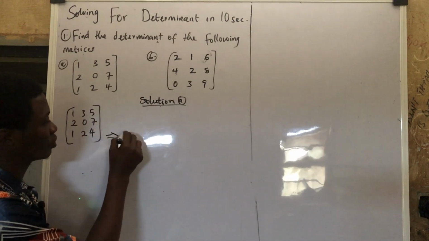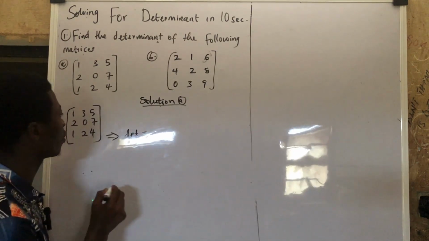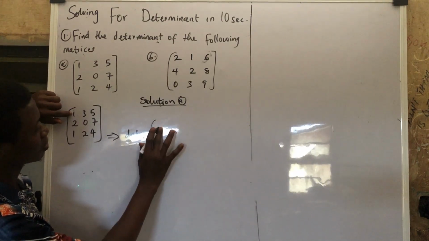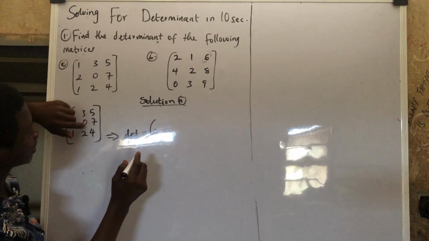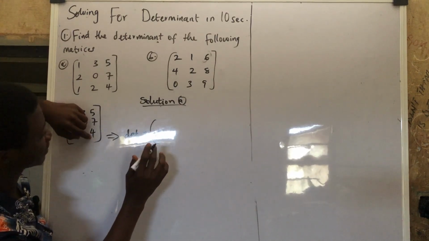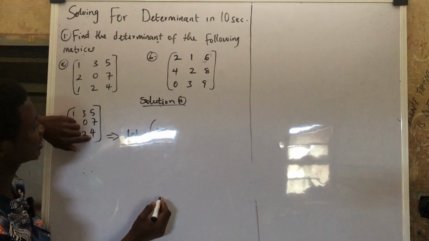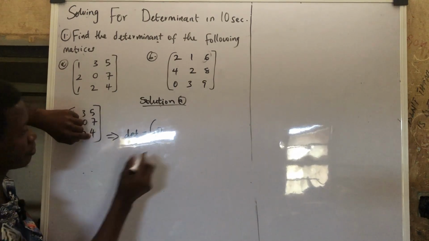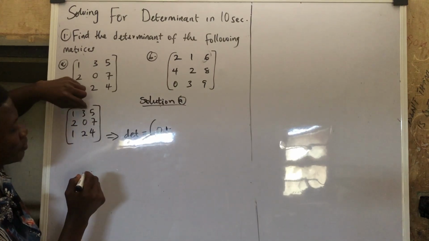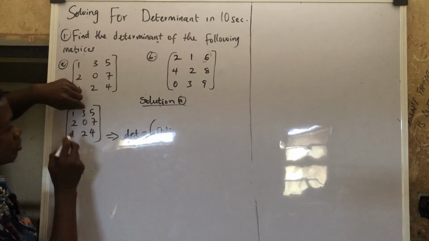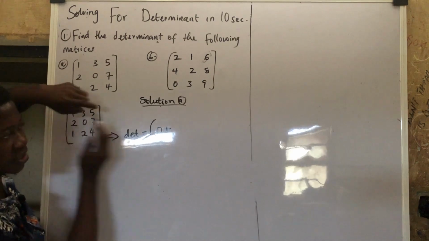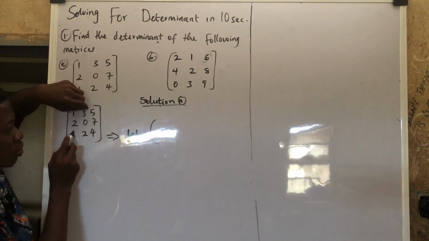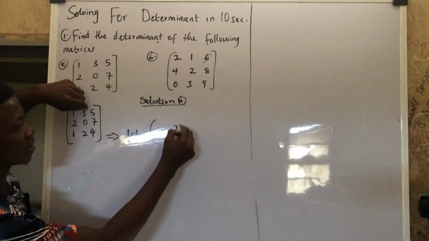Now, the determinant is now equal to, remember, starting from here, we have 1 times 0 times 4. What is 1 times 0 times 4? Still 0, right? Remember, do this part first. 1 times 0 times 4, that's 0. So plus, the next one is this, right? So we'll do this. Remember, you are going this way. So since you are going this way, you will do 3 times 7, then times 1, which is 21.